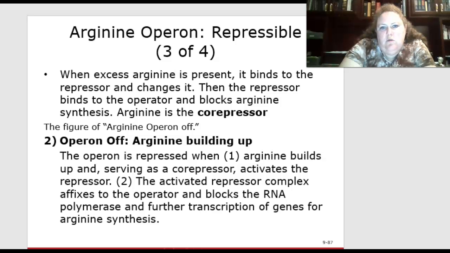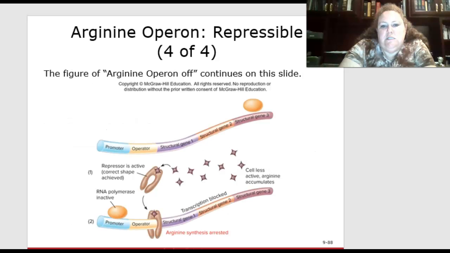Okay, and so then we have operon off, and this would be part 2 of figure 9.21. And this is when the operon is repressed when arginine levels build up, and it serves as a co-repressor, and it activates the repressor. Then the activated repressor complex affixes to the operator and it blocks the RNA polymerase. Therefore, transcription of genes for the arginine synthesis is turned off. So again, this is part 2 that we just talked about.